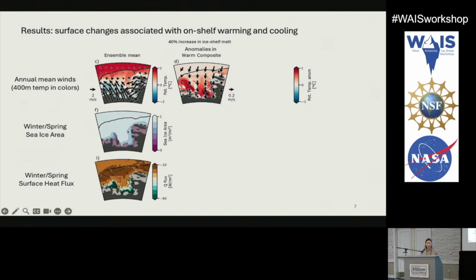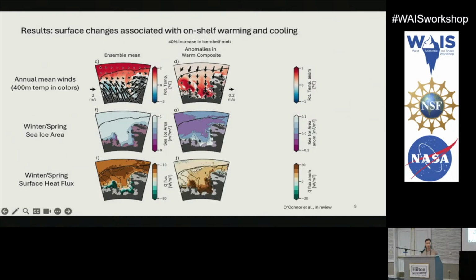So what you can see is that the anomalies in the warm composite are northerly winds relative to the ensemble mean. And those are associated with decreased sea ice extent, which means that these coastal polynyas are closing up in the warm composite. And then consistent with those closed polynyas is positive surface heat fluxes, because sea ice creates this insulating effect, so there's less surface heat being lost to the atmosphere.